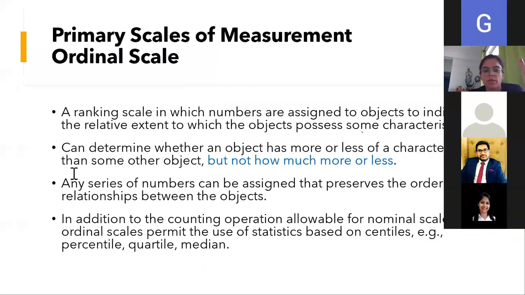So what is ordinal scale? It's a ranking scale in which numbers are assigned to objects to indicate the relative extent to which an object possesses more characteristics. So we can determine whether an object has more of that characteristic or less of that characteristic. कि first है, second है, third है, okay. First better है, second better है, third से ये बता सकते हैं. But कितना better है? That is to how much extent, how much more or less, we can't tell that. So that is ordinal scale.